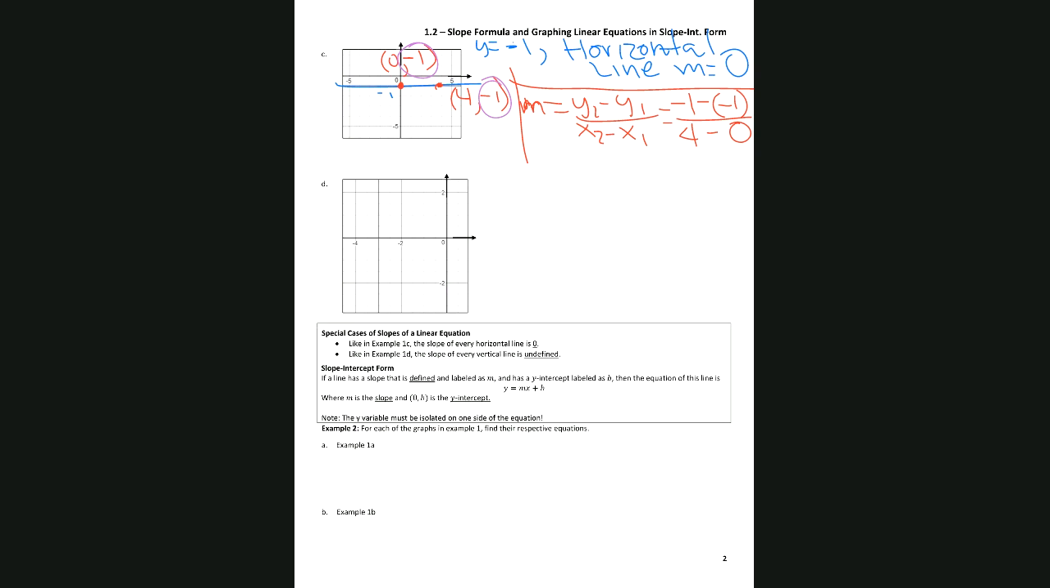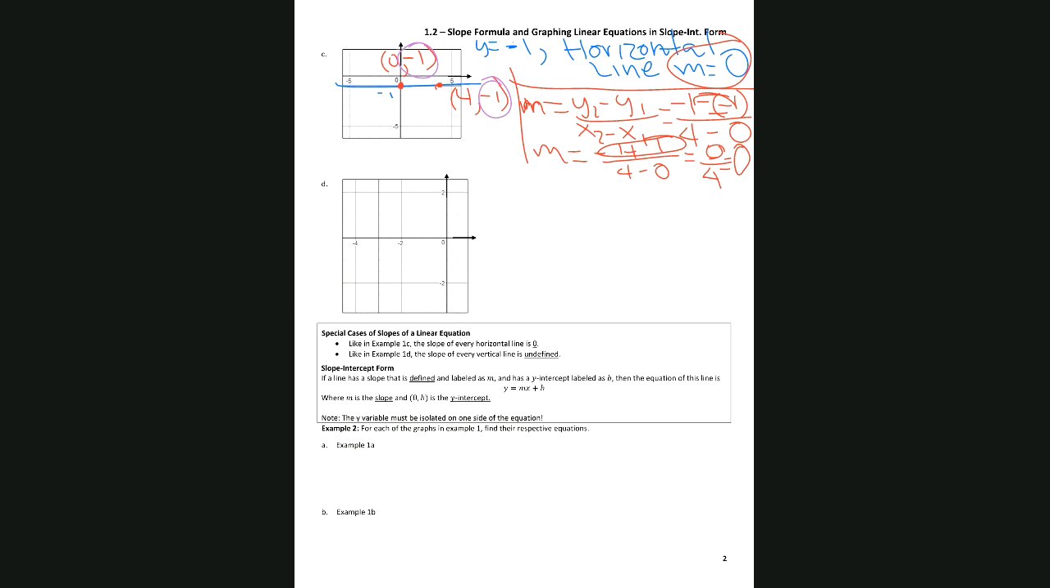Now, from here, we take care of this double negative situation. So we'll have negative 1 plus 1. And on the bottom, we'll have 4 minus 0. And so in this case, negative 1 plus 1 is 0, and the bottom is 4. Now, any number that is 0 divided by any number is equal to 0. And so that is what I told you before. The slope of a horizontal line is 0.